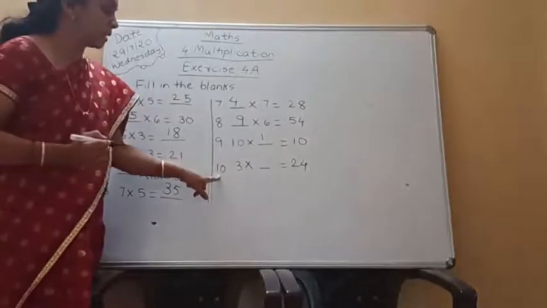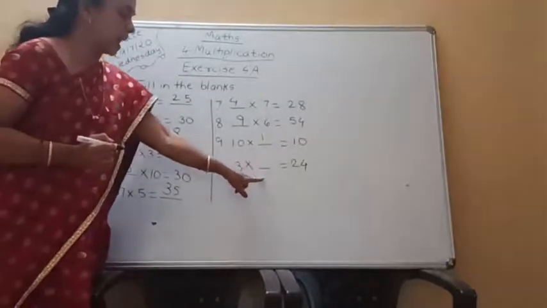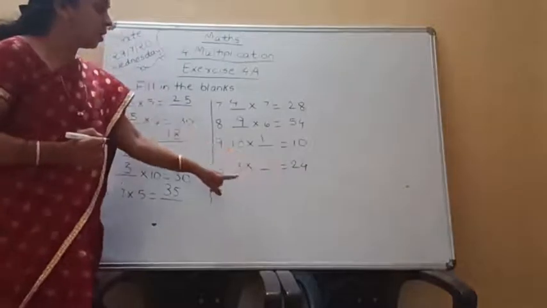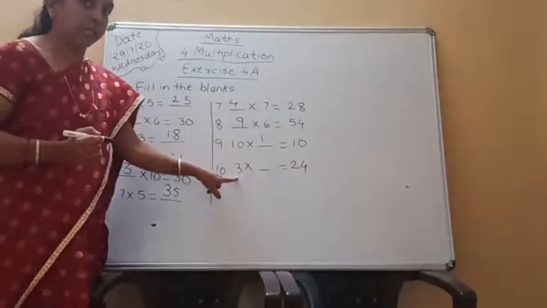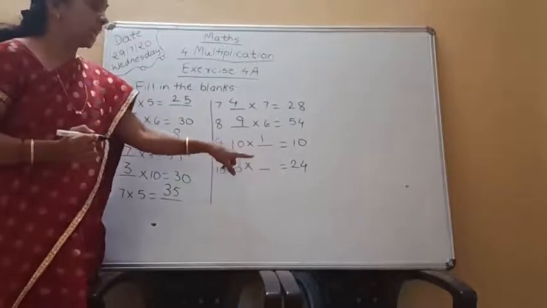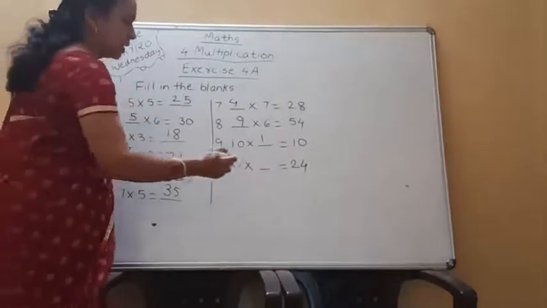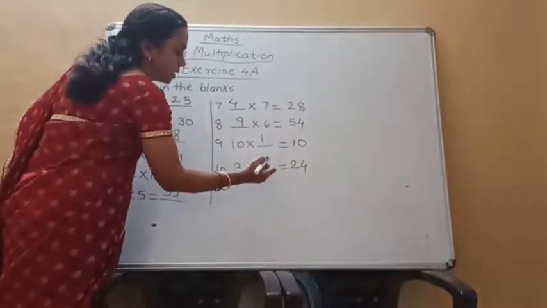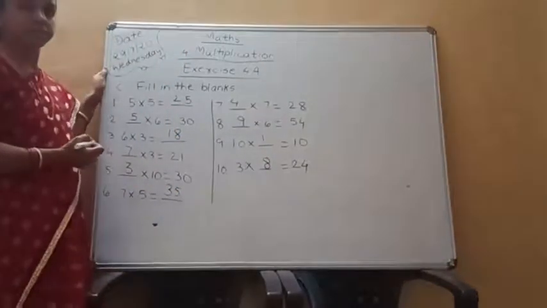Now see 10th example. 3 multiplied by dash equal to 24. So in the table of 3, 24 number is there. But when 3 8s are. So we have to write here 8. So in this way you complete these answers.